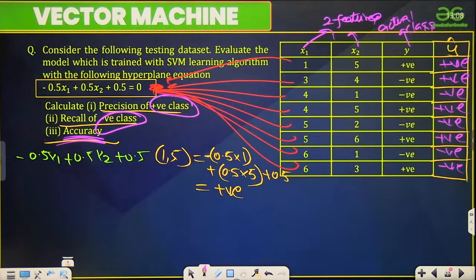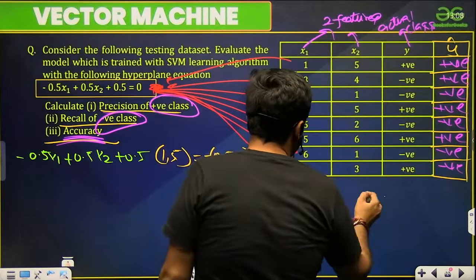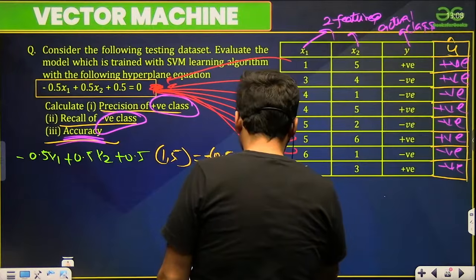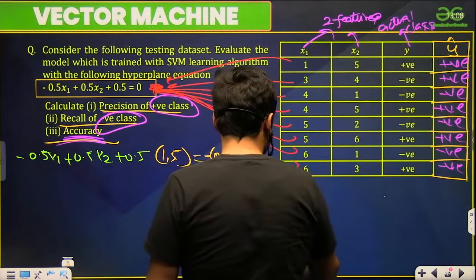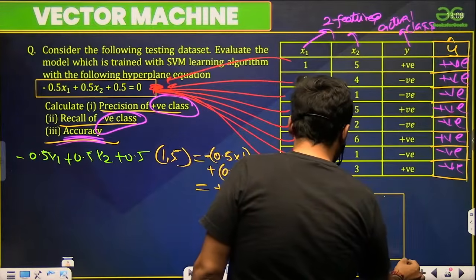Okay, now what we have to do, we have to find the precision. For finding the precision and recall, I always say make the confusion matrix. Make a confusion matrix.